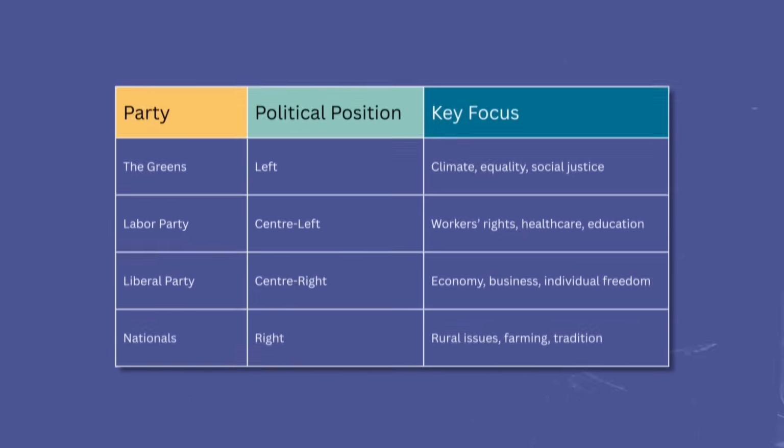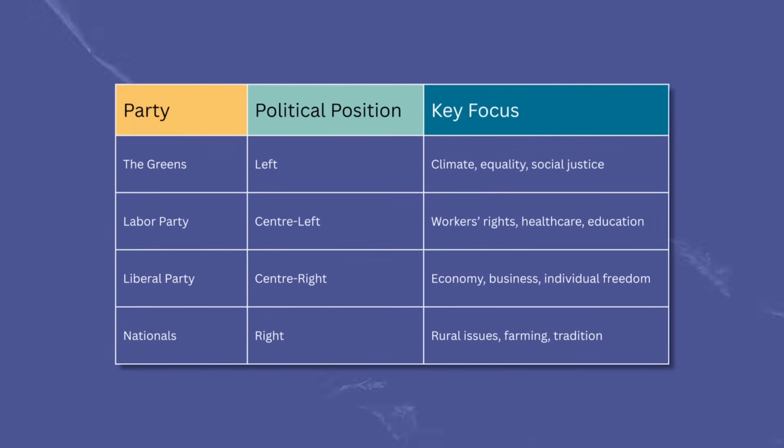Now, in terms of where these parties stand on the political spectrum, if you look at this graph, the Greens Party usually stands on the left side of the political spectrum. Their focus is usually climate, equality, and social justice. The Labor Party is on the center left, which is about workers' rights, healthcare, and education. The Liberal Party is usually center-right, which focuses on economy, business, and individual freedom. And last, the Nationals are usually on the right wing. Their key focus is usually rural areas, farming, and tradition.